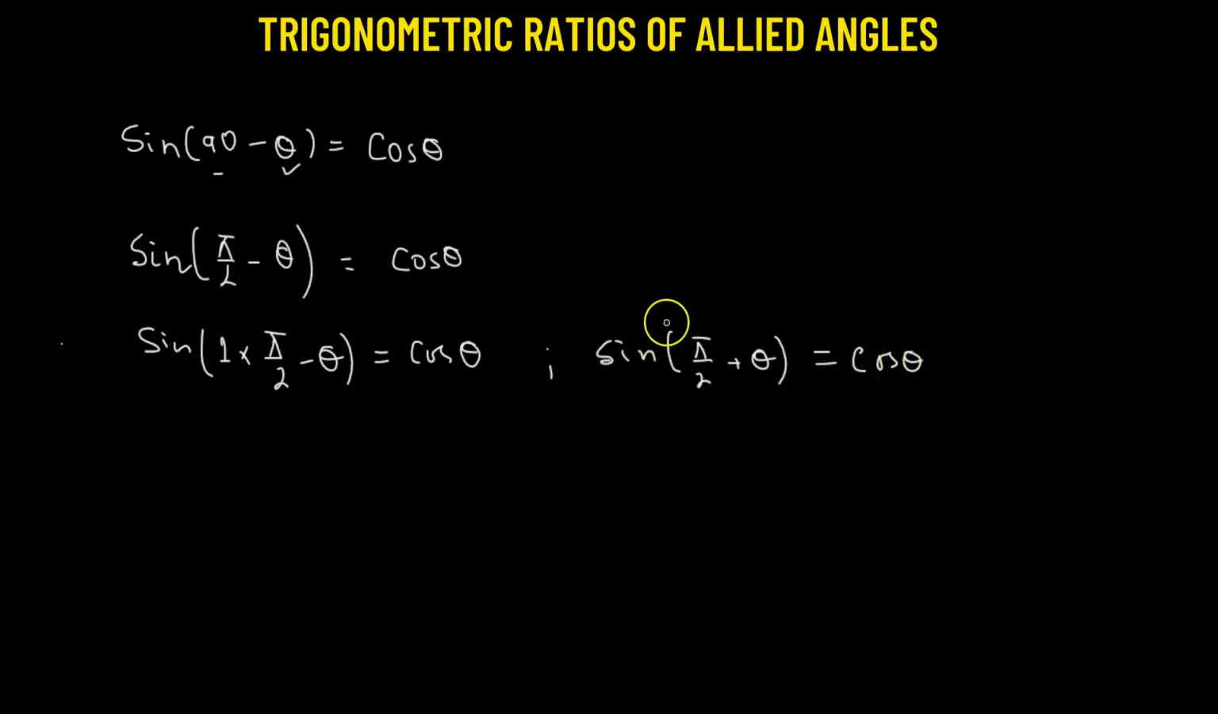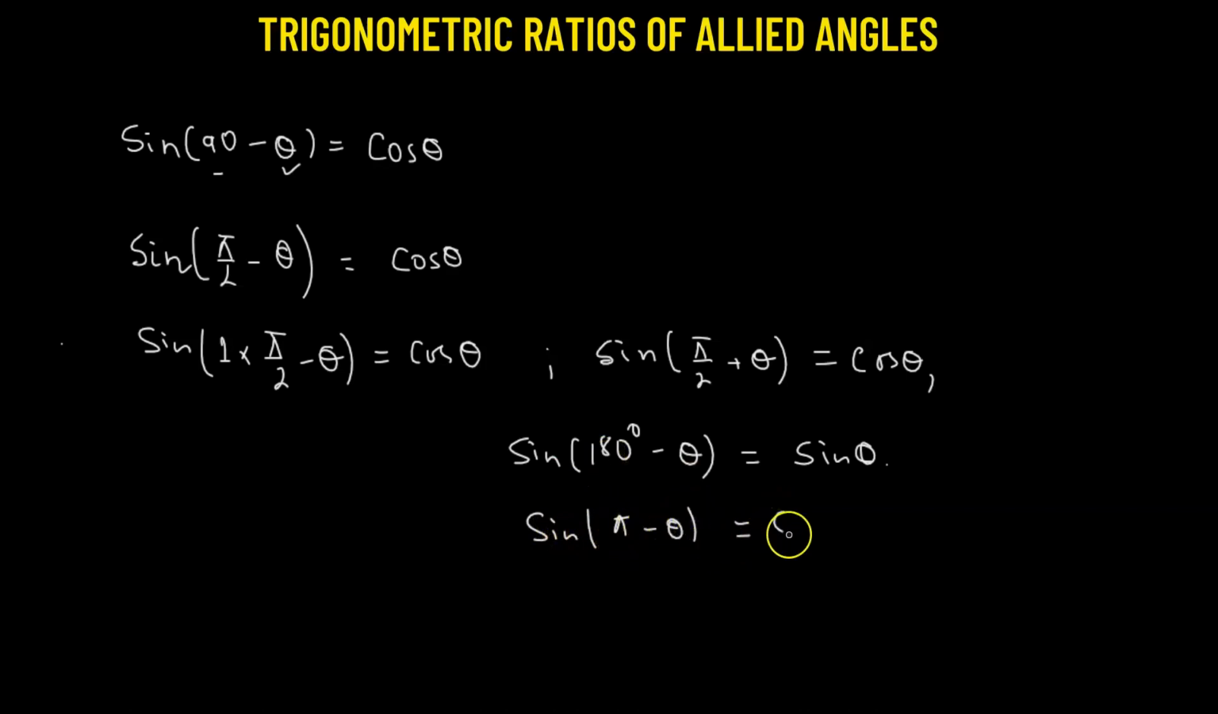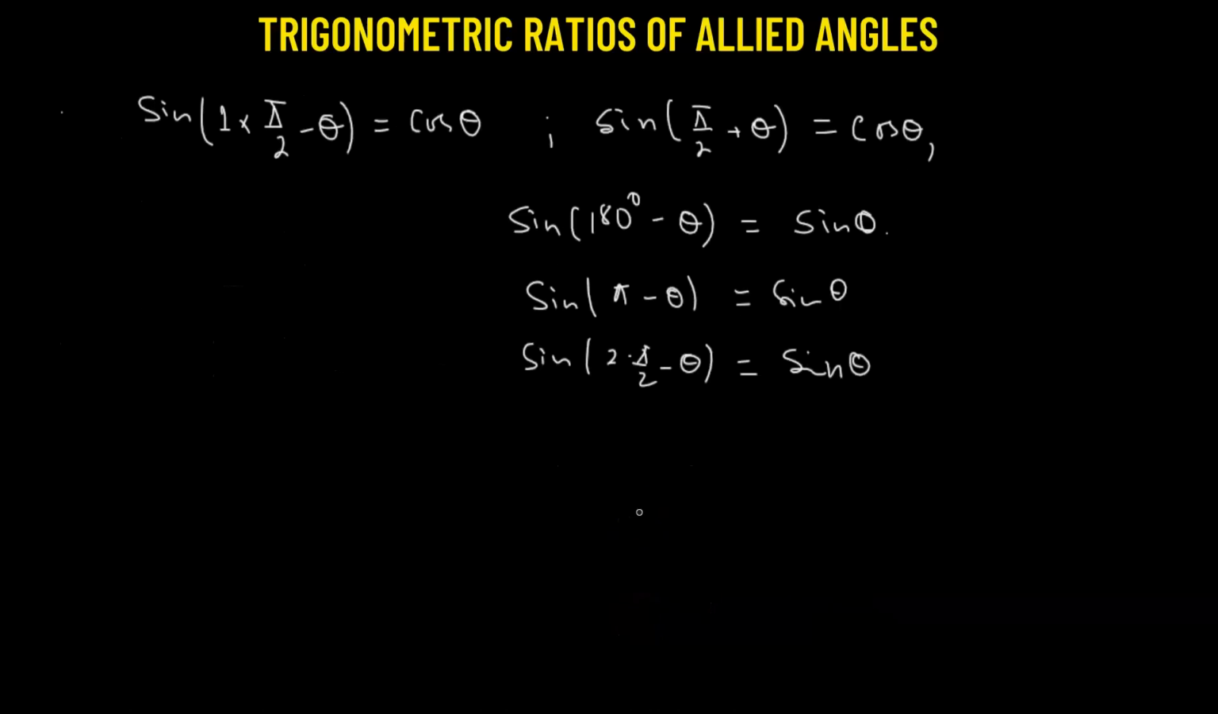We've already found this value. And then we have sine 180 degrees minus theta, which came out to be positive sine theta. How to make sense of all these values, we'll come to that. So 180 is pi, so we have sine of pi minus theta equals sine theta. Now pi can also be expressed as 2 times pi over 2, so sine of 2 times pi over 2 minus theta equals sine theta. So this is very important. That means we are always going to write our allied angles as a multiple of pi over 2.